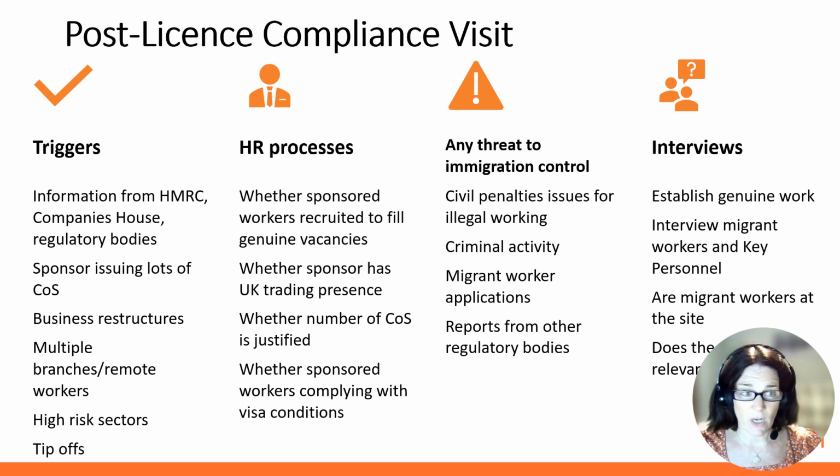Where a sponsor is issuing lots of certificates of sponsorship, where business structures or changes are discovered on Companies House but not reported via the sponsorship management system. If a business has multiple branches or remote working and therefore not reporting accordingly. Again, sometimes the triggers would be in relation to the risk and where the business operates, such as care, hospitality and retail. And similar to the pre-assessment, Home Office may receive information from a third party via tip-offs.